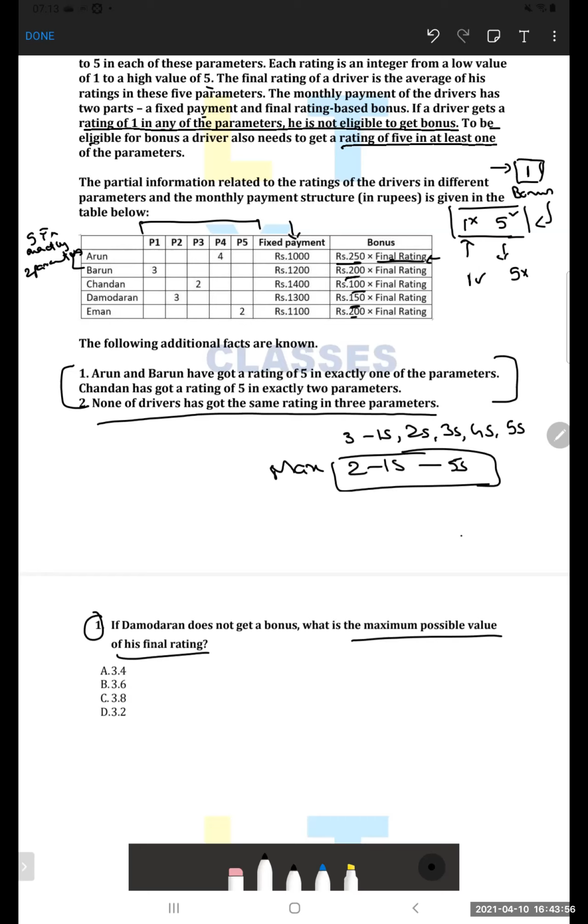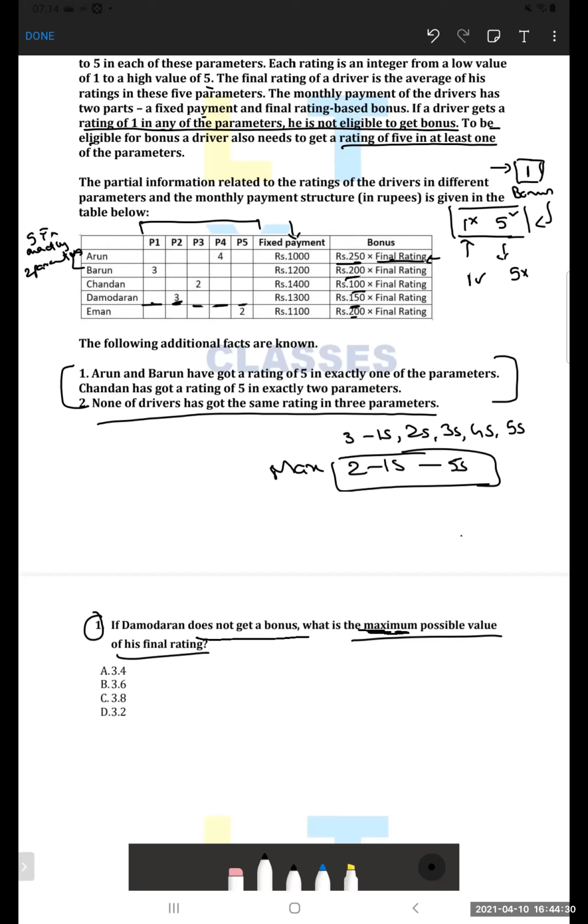So now what are we solving for? If Damodaran did not get a bonus, what is the maximum possible value of his final rating? So for Damodaran, they have already told us here that he got a 3. What should the other 4 parameters be such that the condition that Damodaran did not get a bonus is met, and also we need to solve for the maximum possible value, not the minimum possible value. So for the maximum possible value, we should always try to give him the maximum rating in each parameter and also make sure he's not qualifying for the bonus.